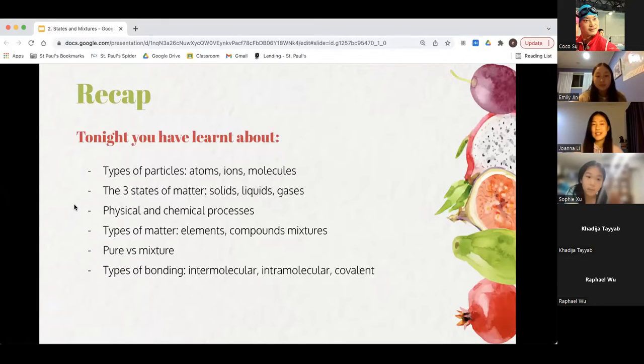We also talked about physical and chemical changes and classified some of those. And then we had a look at pure versus mixtures, and also the types of bonding involved in molecules. Cool, pretty good.